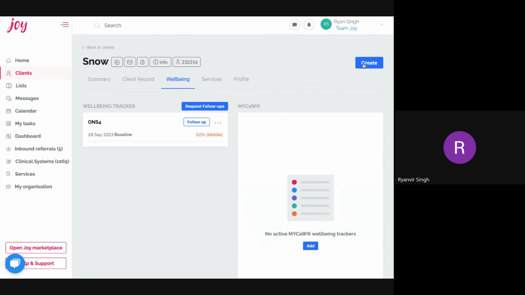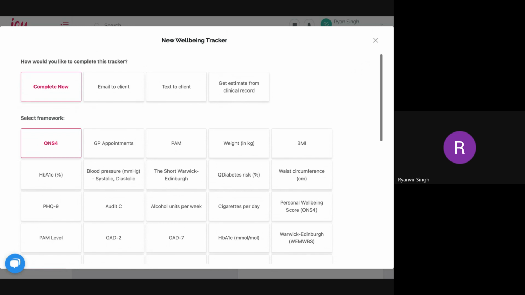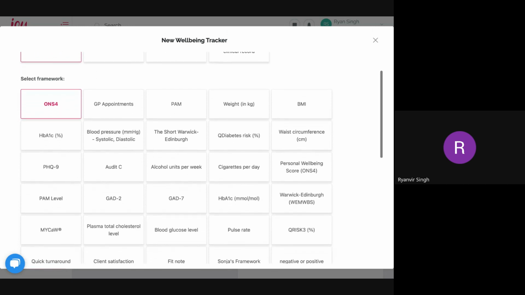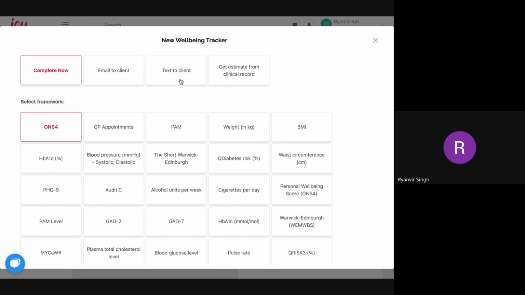Click on the Create tab, or you can also click on Add to select the framework you would like to use today. So in this example, we're going to use the MyCore framework, but you can also send it as an email to the client to fill out, or a text to the client to fill out as well. So you don't have to do it there and then as well.